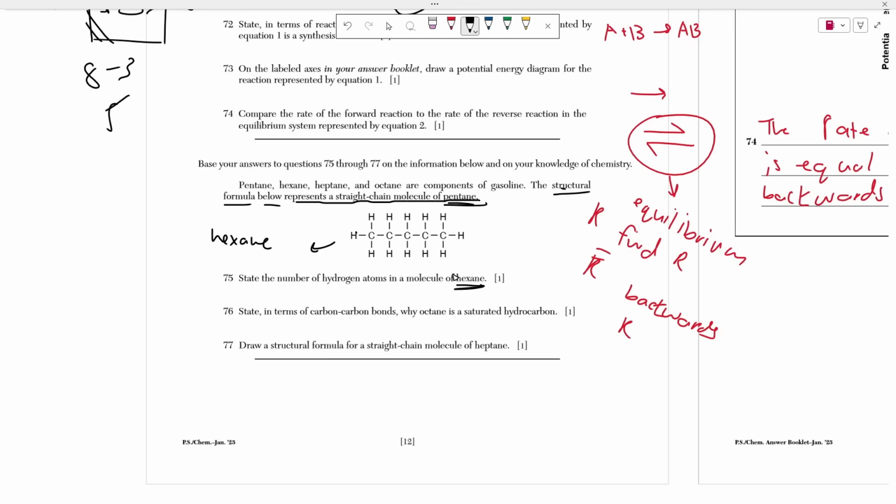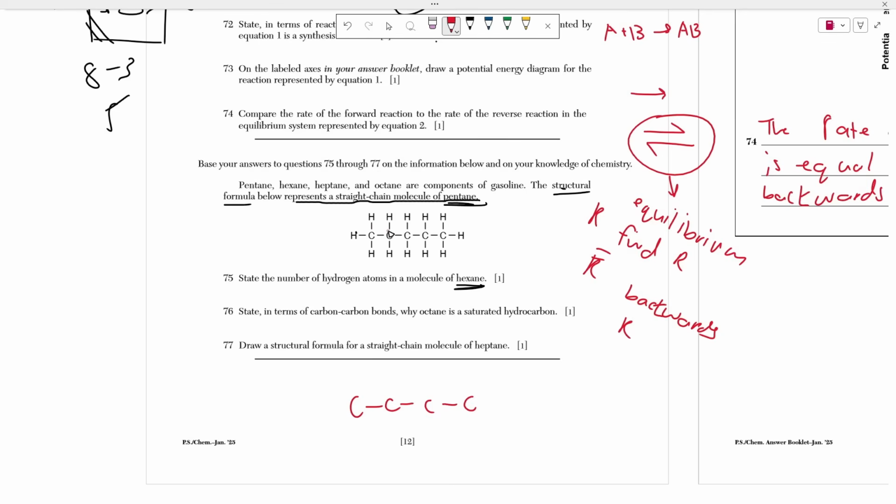We're asking about hexane here. So don't look at this diagram for number 75. Okay, we have to look at something else. What this does tell us is the general structure that pentane, hexane, heptane, and octane are going to follow. And that structure is a straight backbone full of carbons, all right?